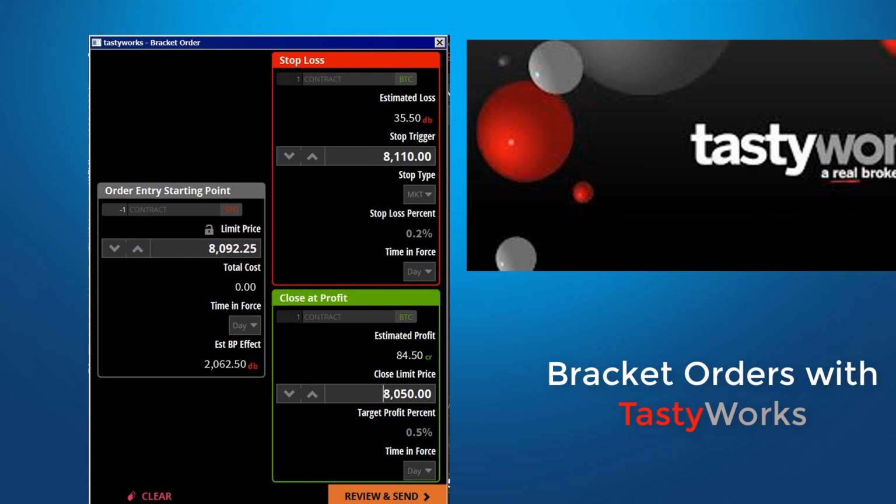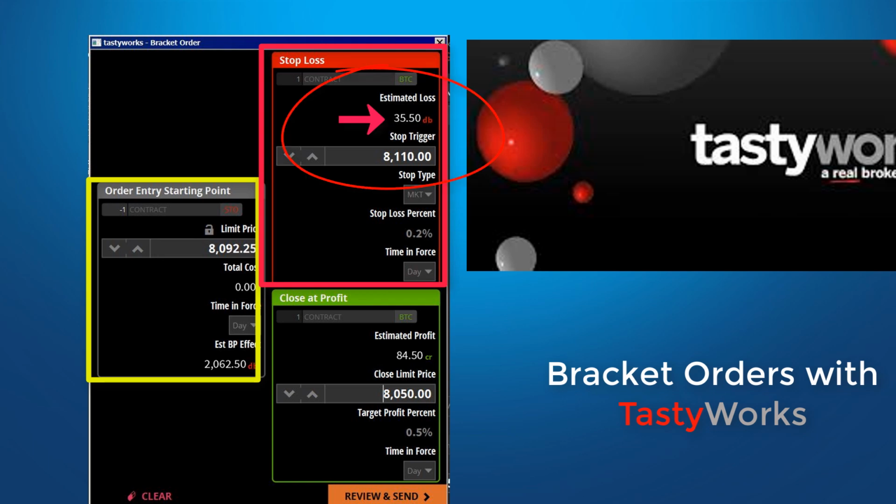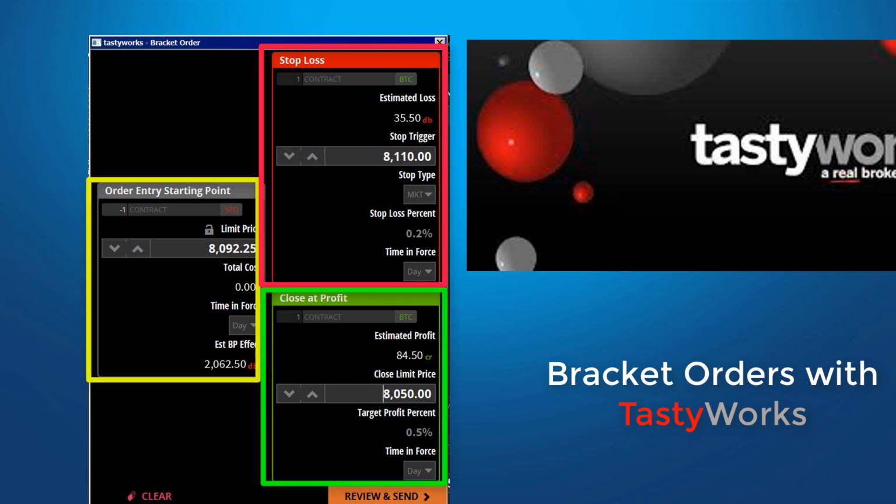Here's a bracketed order box at Tastyworks, and you can see in this particular example here, I was short one contract at 8092 1/4, and in the stop loss box up top, it tells me I would have an estimated loss of $35.50 if I had a stop at 81.10. And then in the bottom half, it says close at a profit. It tells me I would make a profit of $84.50 if I put a close limit price at 8050. It's very clear, and it's a good entry, even does the math for you there.